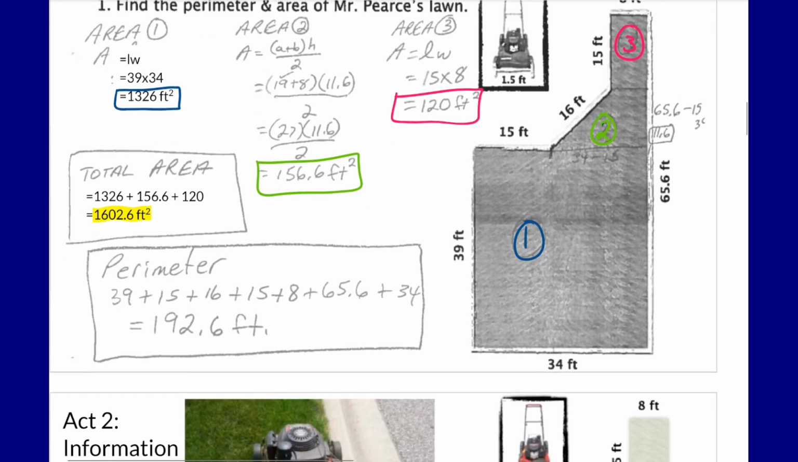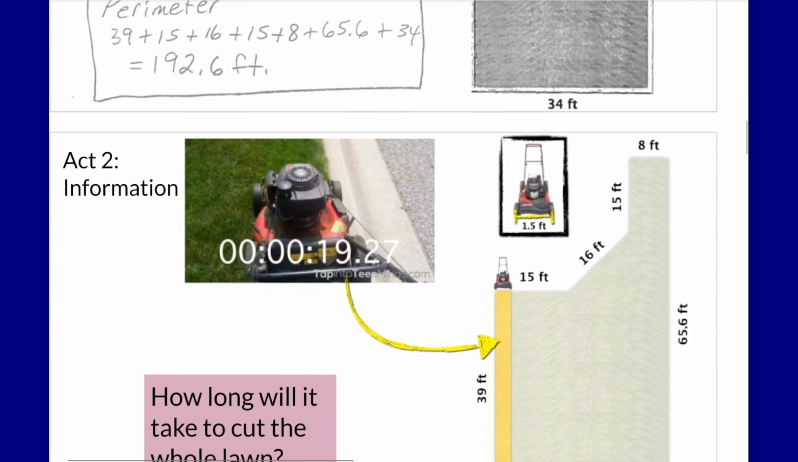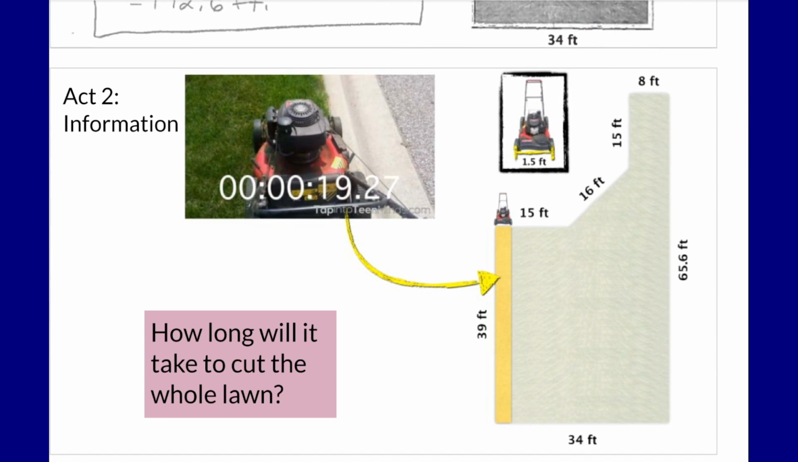Now, the next thing is we're given some new information. We're given that for this one strip of the yard or of the lawn, it takes 19.27 seconds. So we know the distance, or we know what we're covering. We know the width of our lawnmower. So I want you to try to determine how long it would take to cut the whole lawn. What would we have to do?